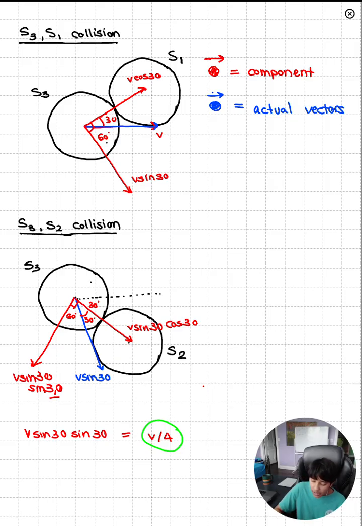And therefore, if we analyze the magnitude of this vector, we get that v sine 30 times sine 30 is the same as v times half times half, which equals v over 4. And indeed, that is the correct answer.